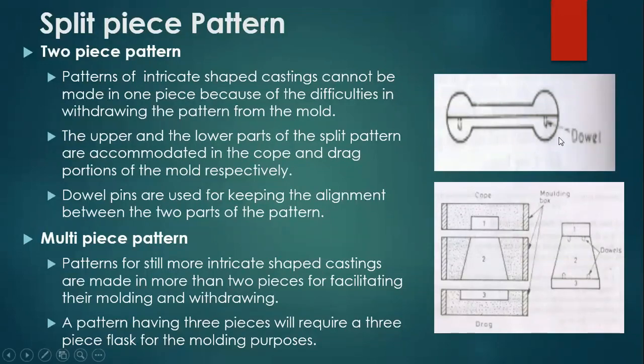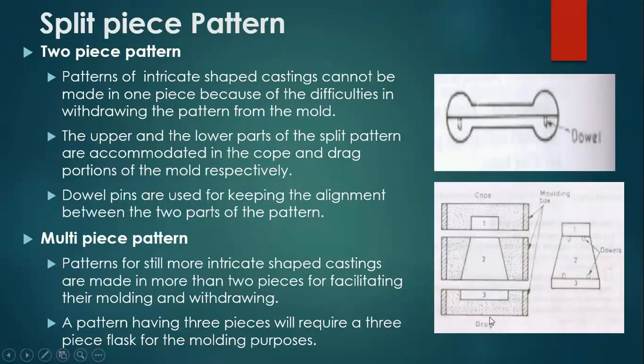Here we have to use dowel pins. These dowel pins you can see in the diagram. These dowel pins are used to keep the alignment between the 2 parts of the pattern. In the figure you are seeing the top part and bottom part of the pattern, and during the ramming operation these 2 parts must be aligned to each other. For that purpose we have to use the dowel pins.